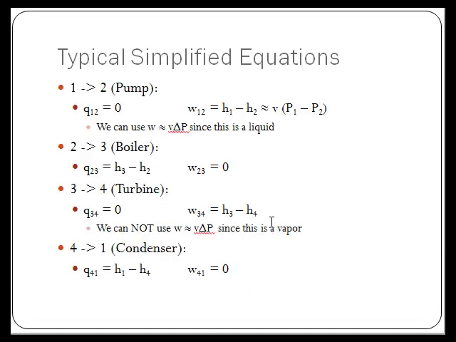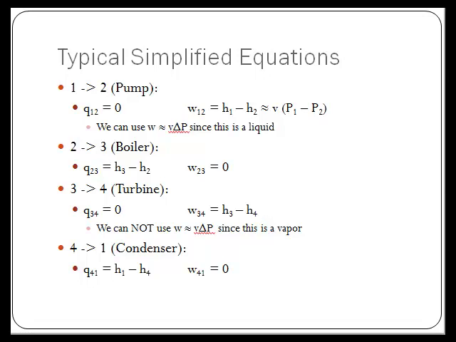The equations, and these are what we've developed in the past few videos reviewing pumps and boilers and so forth, are these. I'm going to have no heat transfer in the pump or the turbine, no work in the boiler or condenser. For my pump, it's a liquid, so I can use V delta P as an approximation for work, but that's not going to work for the turbine. I need to definitely use enthalpy change.